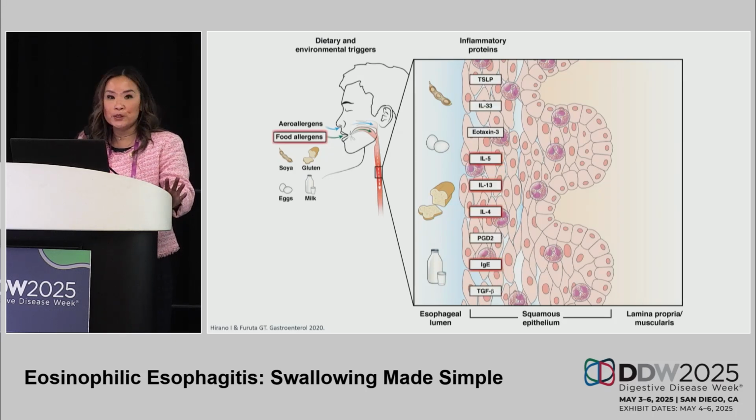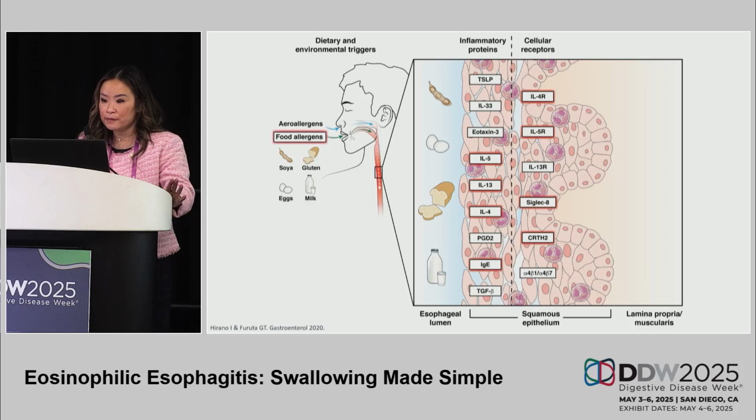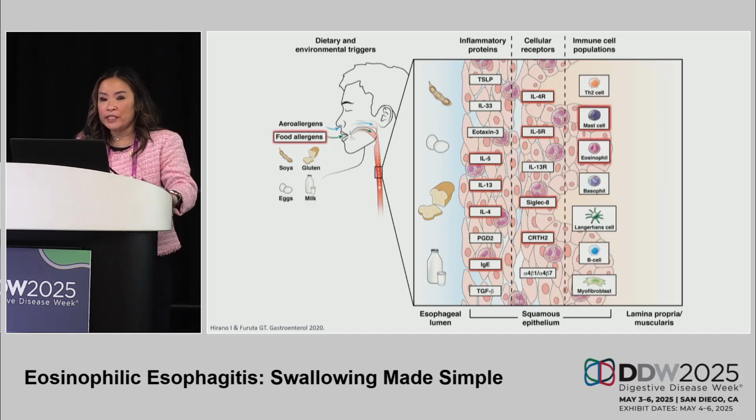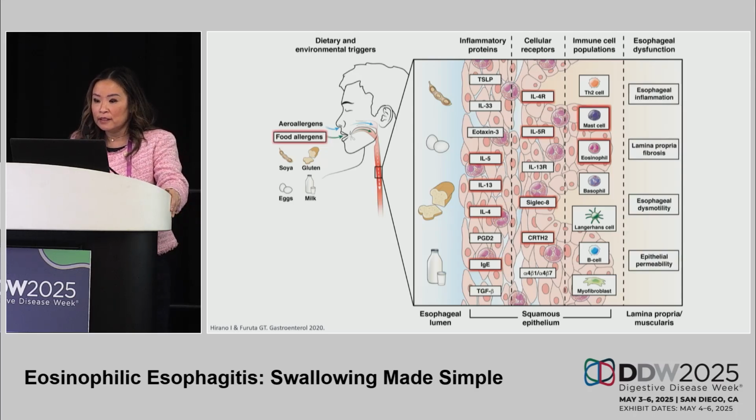Food allergens induce inflammatory proteins and cellular receptors, which activates these immune cells, highlighted here, and leads to esophageal inflammation, lamina propria fibrosis, esophageal dysmotility, and epithelial permeability that has been highlighted by many of our co-speakers today.